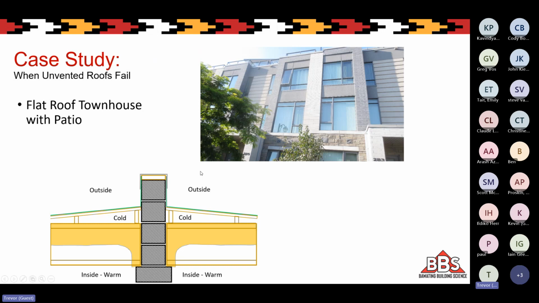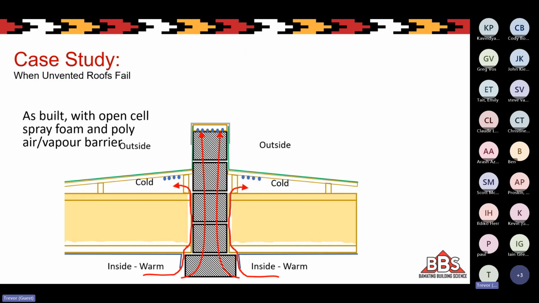And this is when unvented roofs fail. This is a flat roof townhouse that had a patio on the roof. And this is how it was built. So in between each unit, there's these block walls. Each unit has its own patio with like this sloped roof on top. And the yellow you see here was originally supposed to be, in the drawings, closed cell spray foam, but they decided to replace it with open cell spray foam, which created a real problem. And so let me show you what happened.